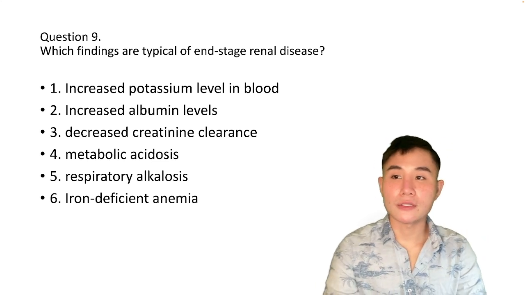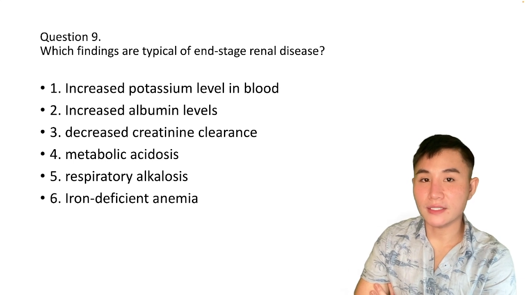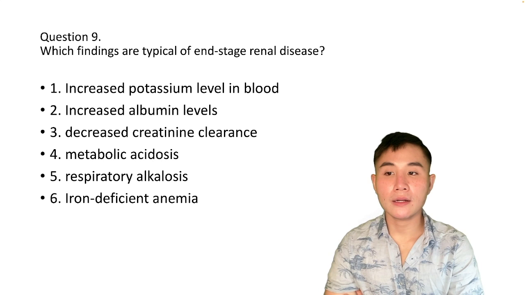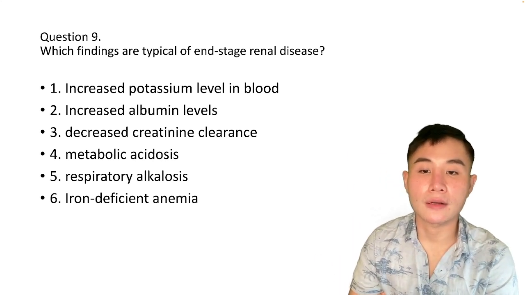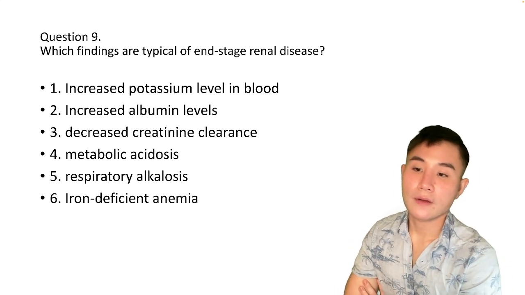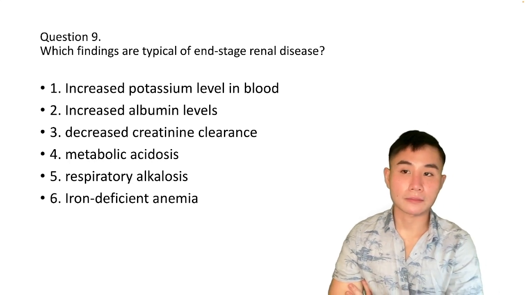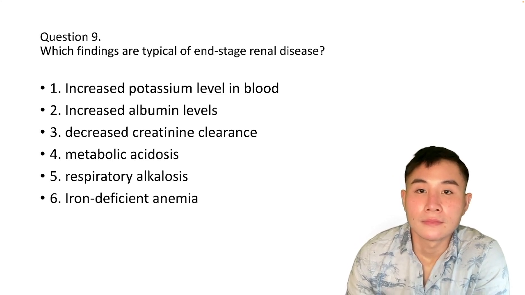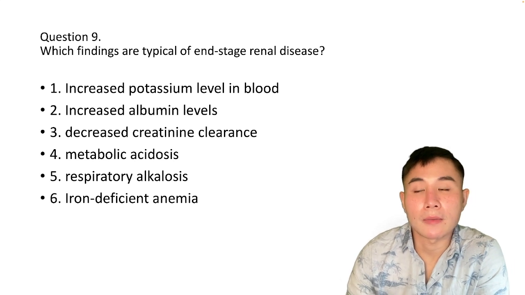Right, next question. Which findings are typical of end-stage renal disease? Cool. 1. Increased potassium level in the blood. 2. Increased albumin levels. 3. Decreased creatinine clearance. 4. Metabolic acidosis. 5. Respiratory alkalosis. 6. Iron deficiency anemia. All right, I'll give you guys a moment. You can pause and do it, okay? I'm going to go over it right now.